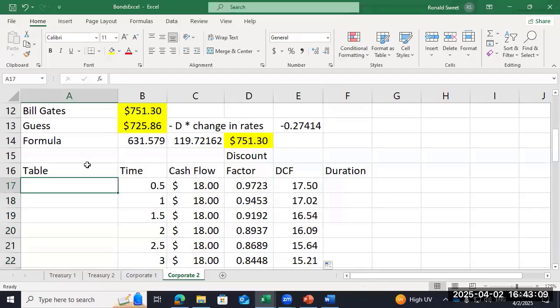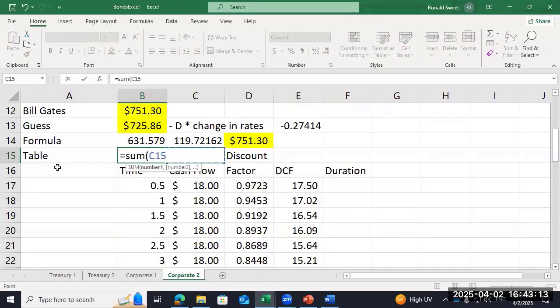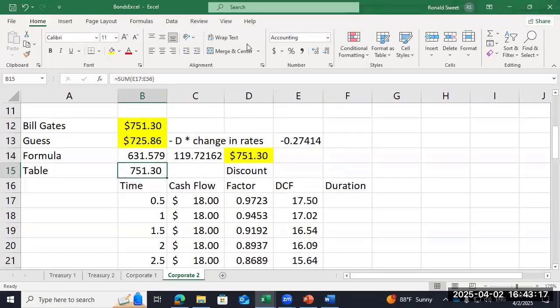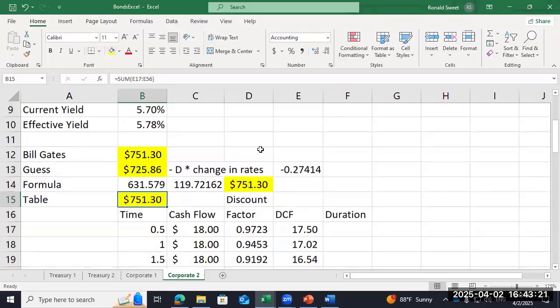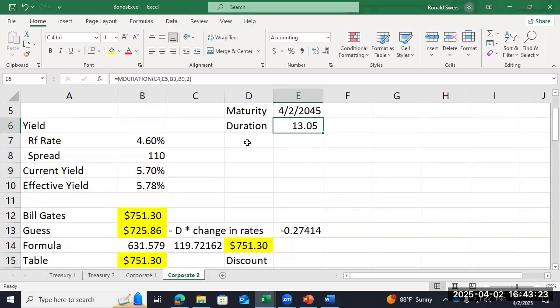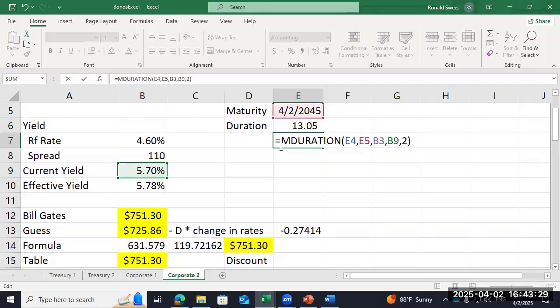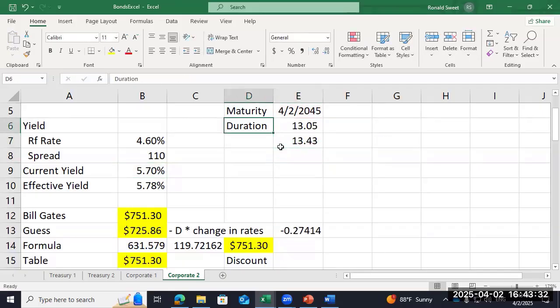And when we sum all those up, hopefully we'll get the same answer. Looks pretty close. So what is the duration formula doing? Let's see if I can get it exactly. Let's try this again, but let's not do modified, let's do duration. So that's Macaulay. So Macaulay duration should be what we have.